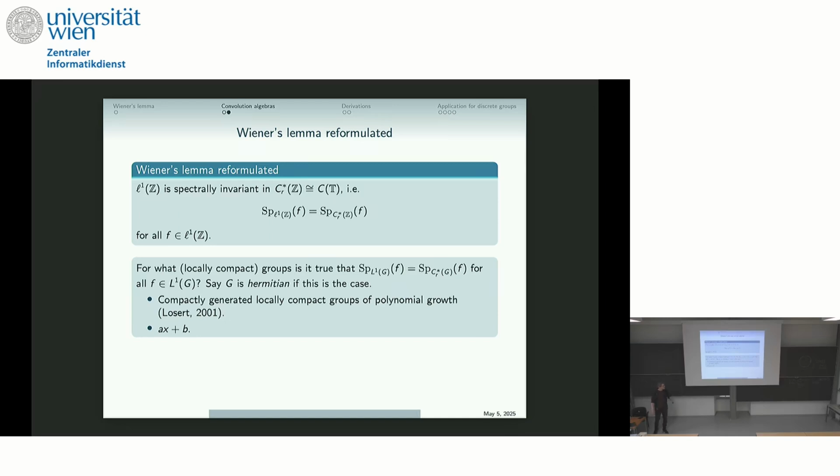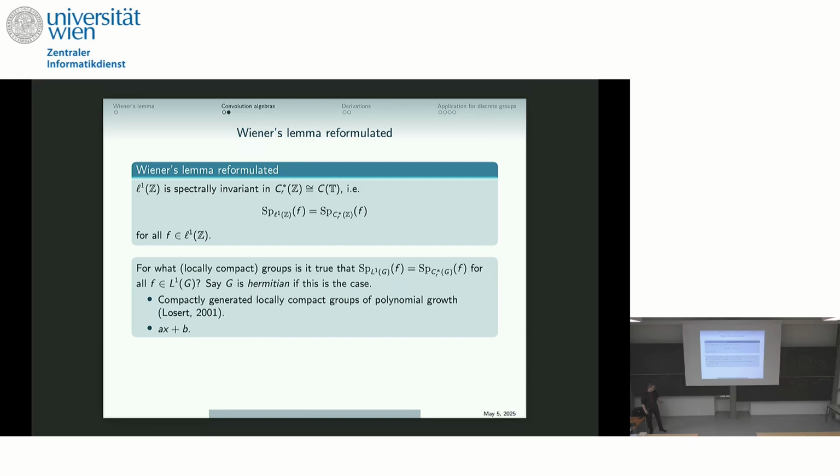Now, let me comment on two things when it comes to Losert's result. First of all, you can absolutely not remove compact generation. If you remove compact generation, you can indeed find discrete counterexamples. You can find locally finite counterexamples. So there are infinitely generated groups for which every finitely generated subgroup is a finite group, for which this fails, which are not Hermitian. So you cannot remove compact generation.